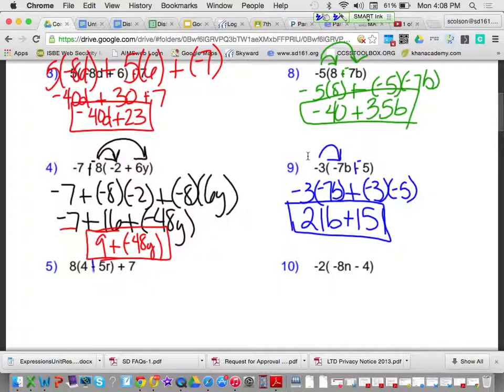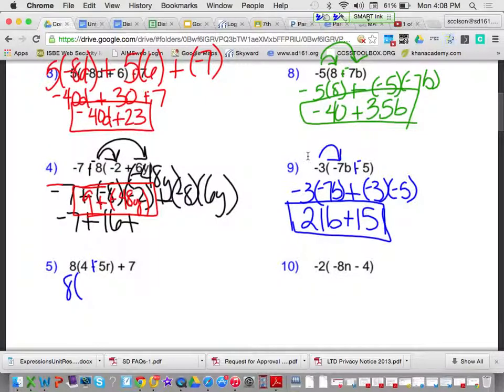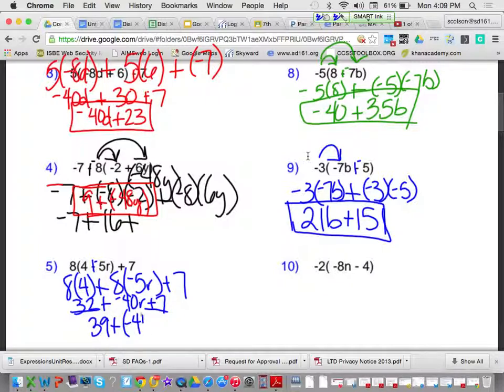Let's see, number 8, I have plus a negative. Let me move some of this stuff out of the way here. All right, 8 times 4 plus 8 times negative 5r plus 7. 8 times 4 is 32, plus 8 times negative 5 is negative 40, plus 7. Let's see, I can combine 32 and plus 7 to get 39 plus negative 40r.